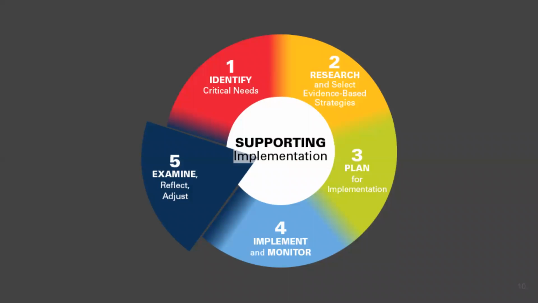The last step is step 5, examine, reflect, and adjust. Having the ability as a team to answer the questions of what is working and why, and what is not working and why, is profoundly important to the team's ability to make sustainable progress. The defining difference is whether the adults take personal responsibility for student learning and then make intentional changes based upon the needs, strategies, plan, and implementation.